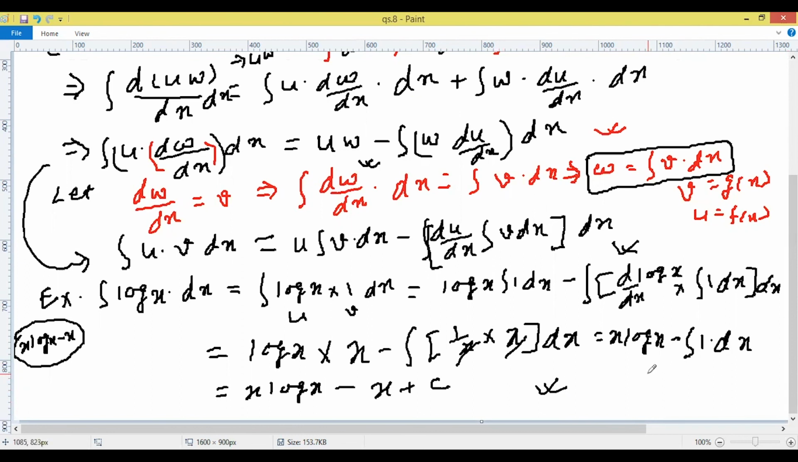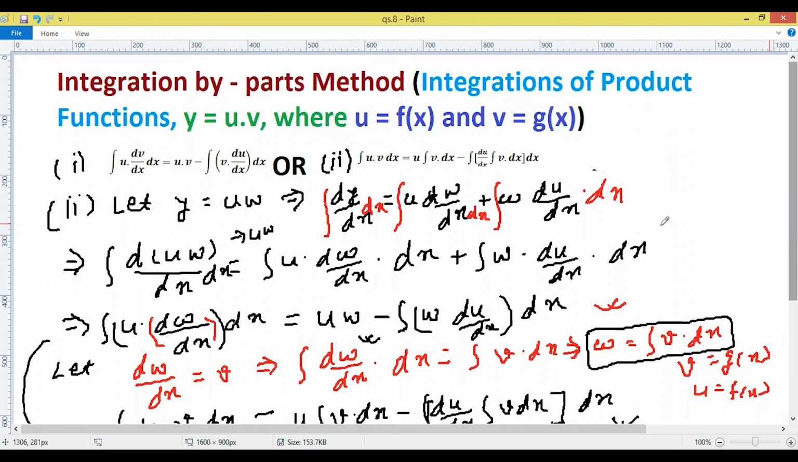Okay, so this is all about this topic, the integration by parts method. Okay guys, hope this is clear to you all.